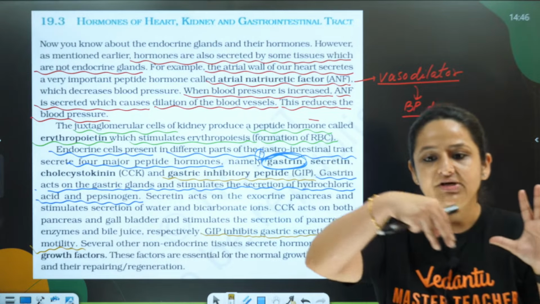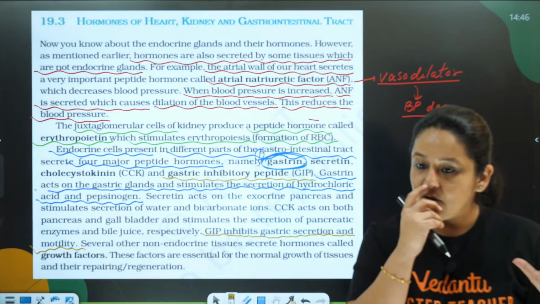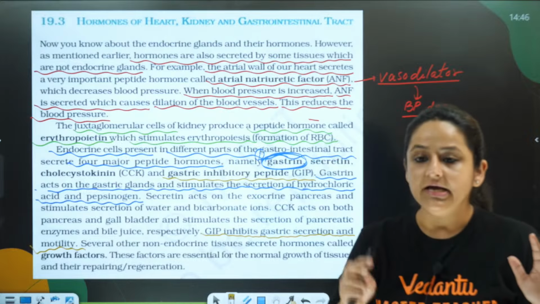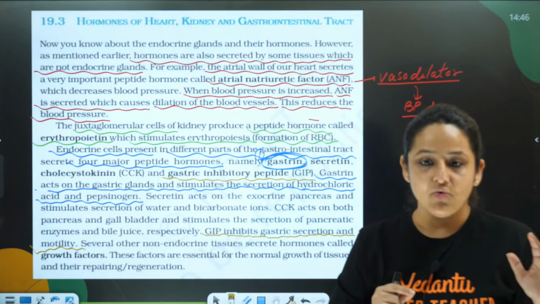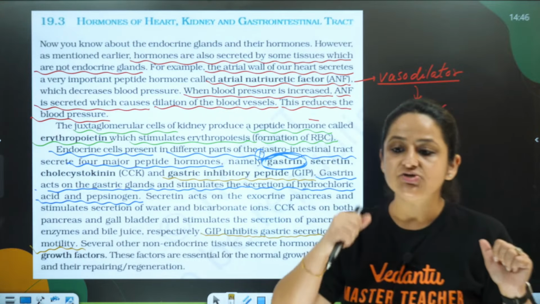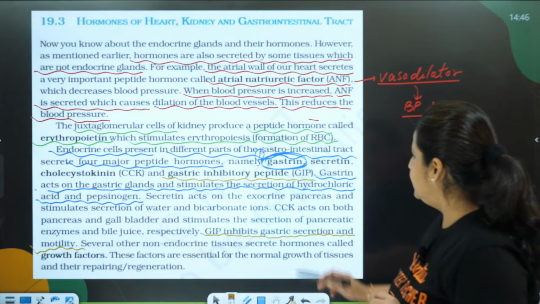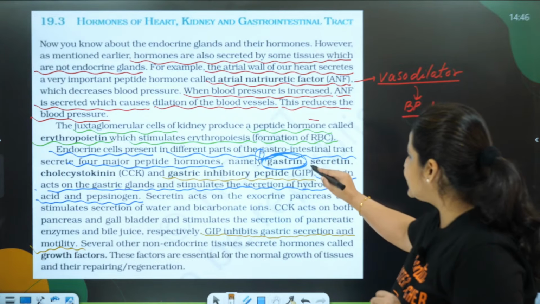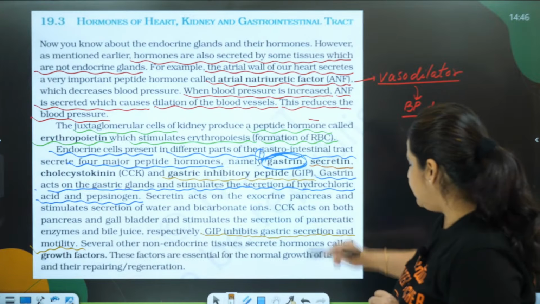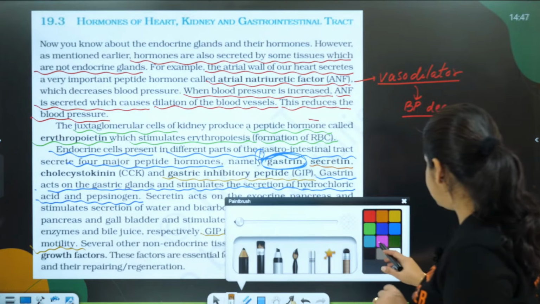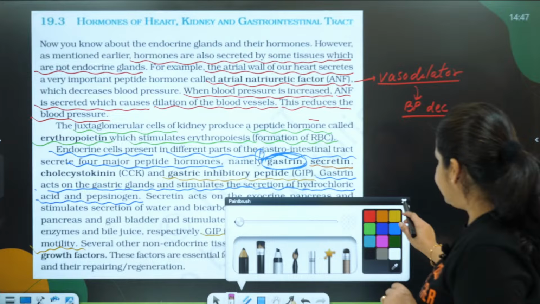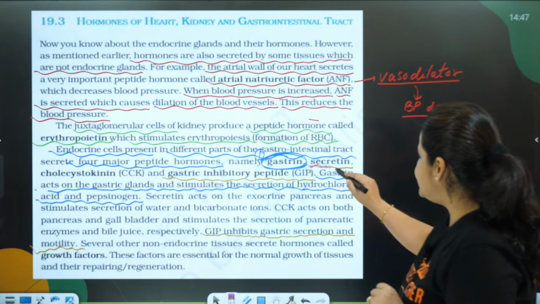Now the food has gone to the small intestine. When the food is coming to the small intestine, here also we need some hormone for the secretions. All right, let's put up orange. So the next hormone is secretin. Wait, this is very similar. Let me put up pink. So the next hormone is secretin.